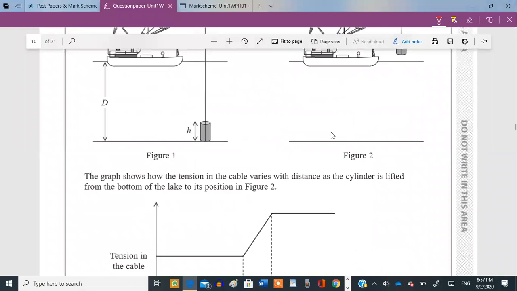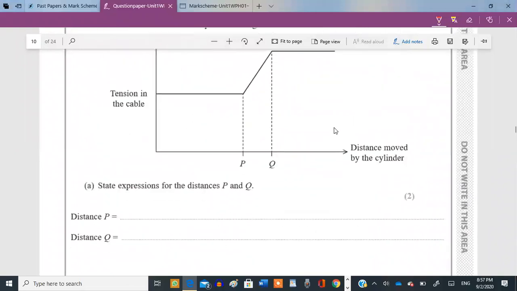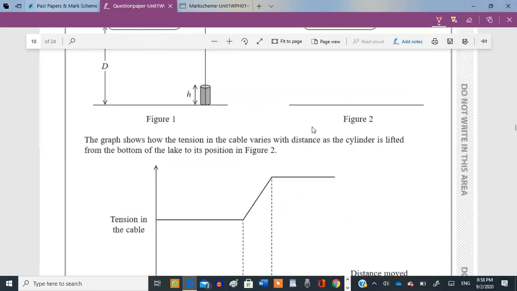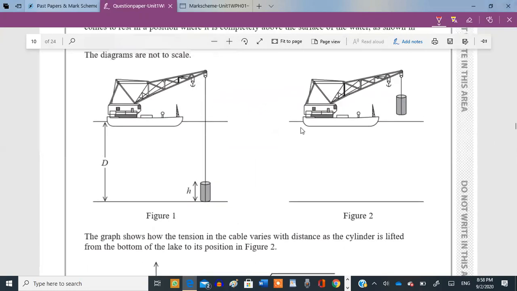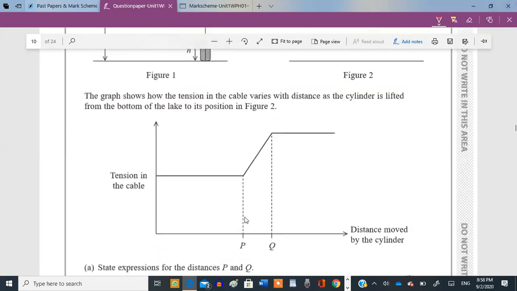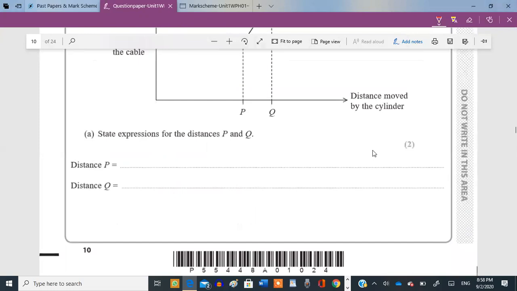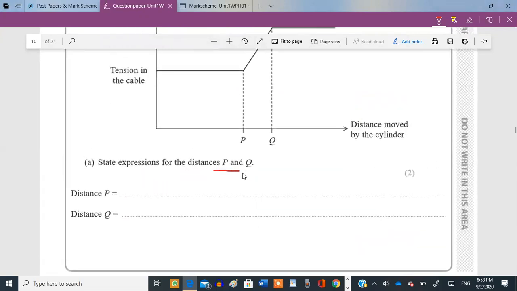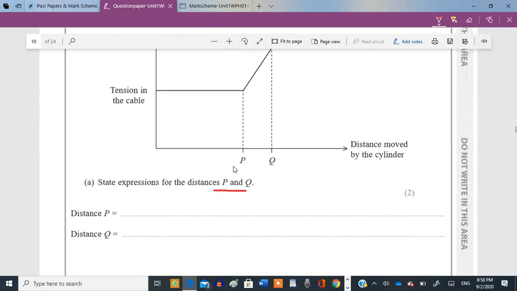Now let's see what's happening. This is the graph which is shown of the tension. The tension initially is constant and is at a lower value. Then the value of the tension increases at a constant rate, and then it becomes constant again at a bigger value. Now, this is P and this is Q, and this is the distance moved by the cylinder. State the expression for the distances P and Q.